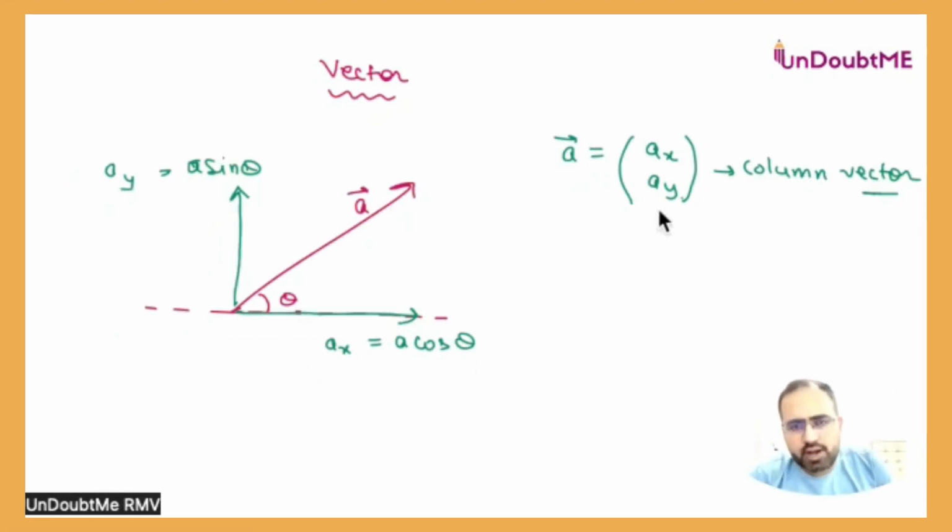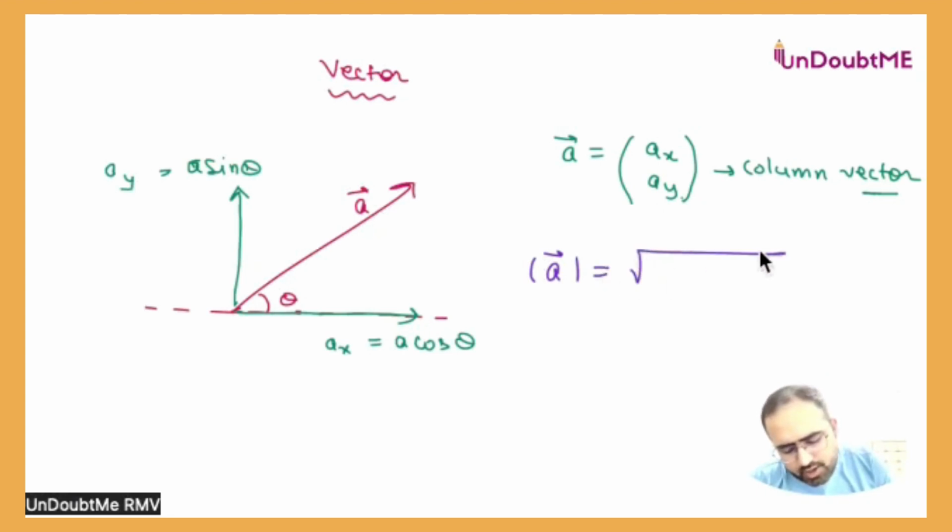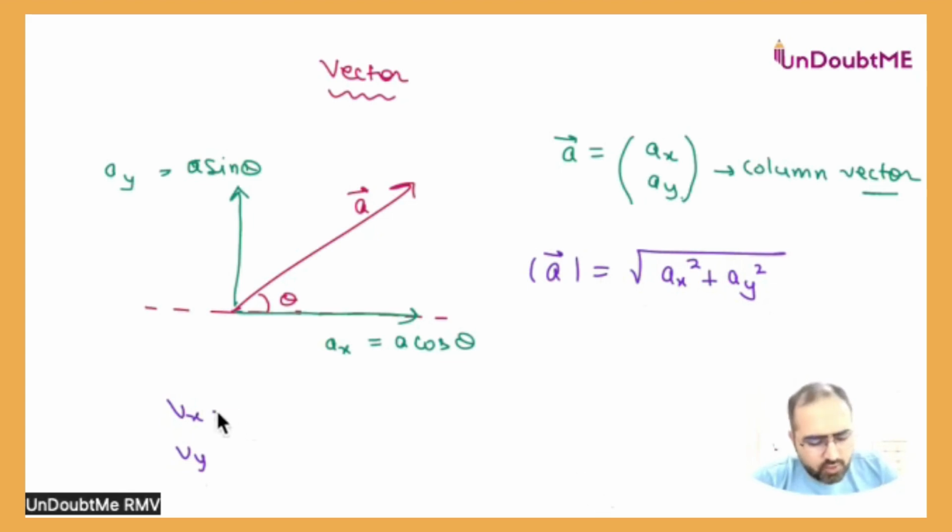So for a column vector, what you should understand is that if we have to find magnitude, then it will be under root of AX square plus AY square. Considering the example which was there in that question, we were having Vx and Vy. Vx was the X component of the velocity and Vy was the Y component or the vertical component of the velocity. When I'm saying velocity, it means I'm specifying the direction. That's why we are saying horizontal and vertical.